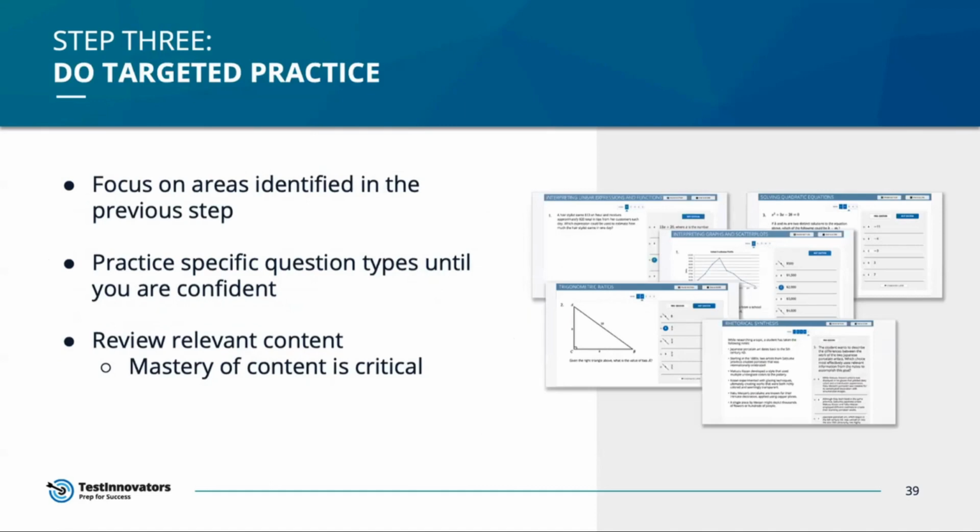Then you're going to do targeted practice. So you want to focus on those areas that you identified in the previous step. So practice specific question types until you're confident that you understand what those questions are asking and how to do them. And you want to review relevant content as well. So on any test, mastery of content is critical. I think it's especially important on an adaptive test because you really want to make sure that you're solid on all of the content so you can really maximize your opportunities to get into the difficult Module 2, so that you can have the opportunity to answer those hard questions.